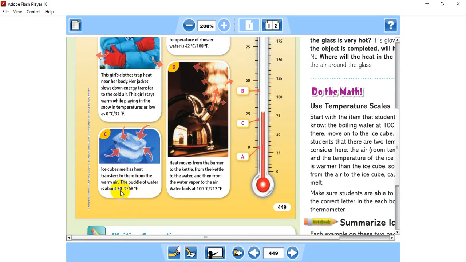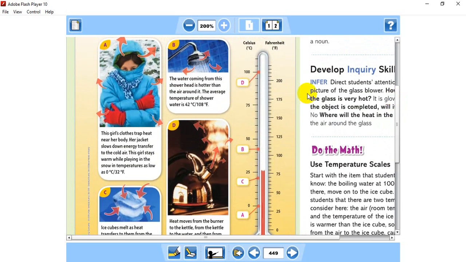So 20 Celsius degrees is where the ice starts to melt. At which degree exactly, guys? Here, 20 Celsius degrees. See, this is the Celsius scale. This is the side of the Celsius degrees. And here what we mean is that the cube starts to melt at this point, or at this level. Okay guys, this is what we mean.